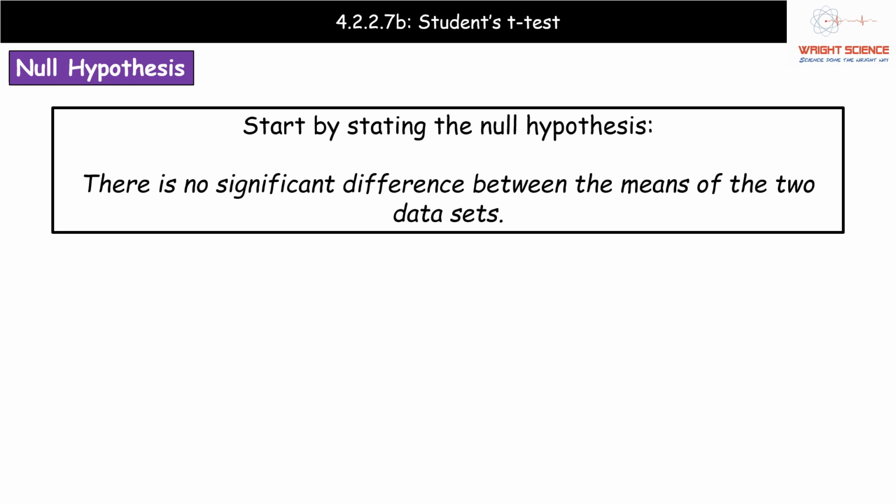The first thing that we're going to do with our t-test is we need to understand this thing called the null hypothesis. So the null hypothesis is just that there is no significant difference between the means of the two data sets. And that's the same whether it's paired or unpaired. We're just stating that if the null hypothesis is correct, there is no significant difference between those two means.